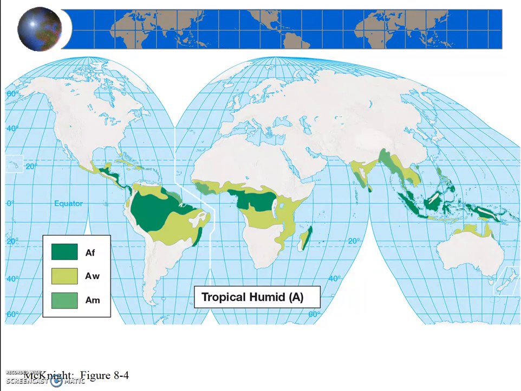Temperature-wise, monsoon areas tend to be warm year-round, but they actually might be slightly cooler during the summertime due to the cloud cover from the rain-producing monsoons. And they also have a slightly greater annual temperature range than our tropical wet climates, than our AF climates did, because they're not exactly on the equator.